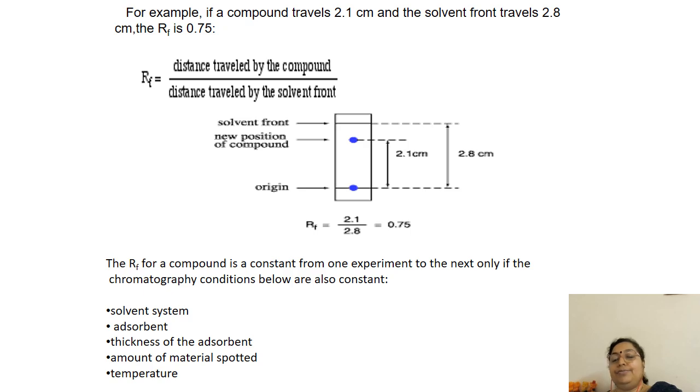For example, if a compound travels 2.1 centimeters and the solvent front travels 2.8 centimeters on a TLC plate, the RF value will be 2.1 divided by 2.8, that is 0.75. The RF value of a compound is constant from one experiment to the next only if the chromatographic conditions are constant, like solvent system, adsorbent, thickness of the adsorbent, amount of material spotted, and temperature. Otherwise, there will be a slight difference in the RF value from experiment to experiment.